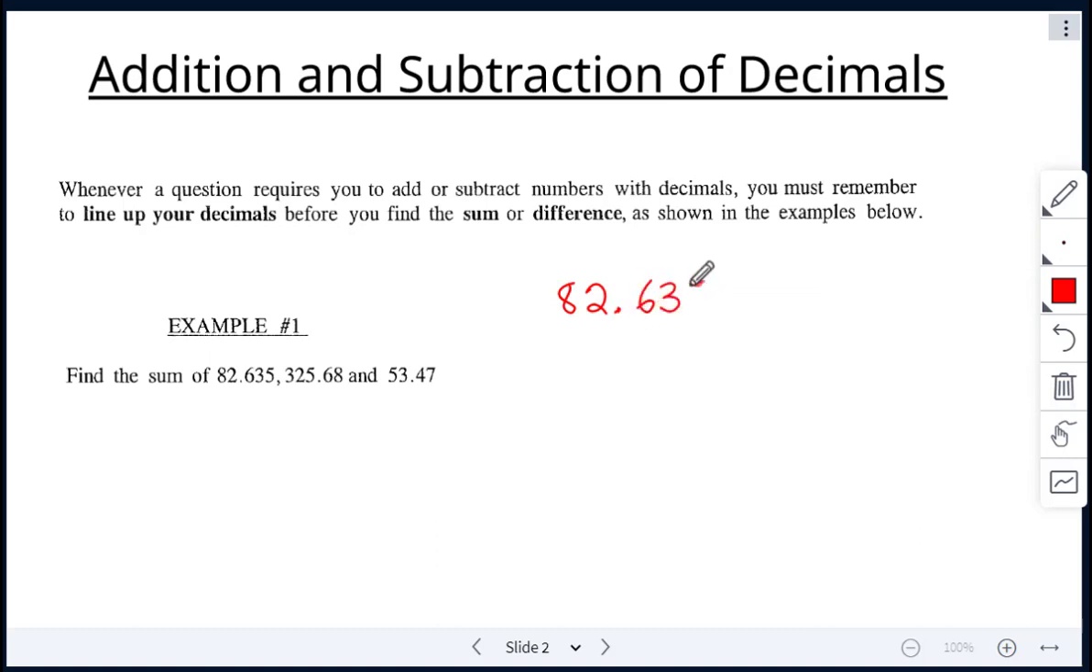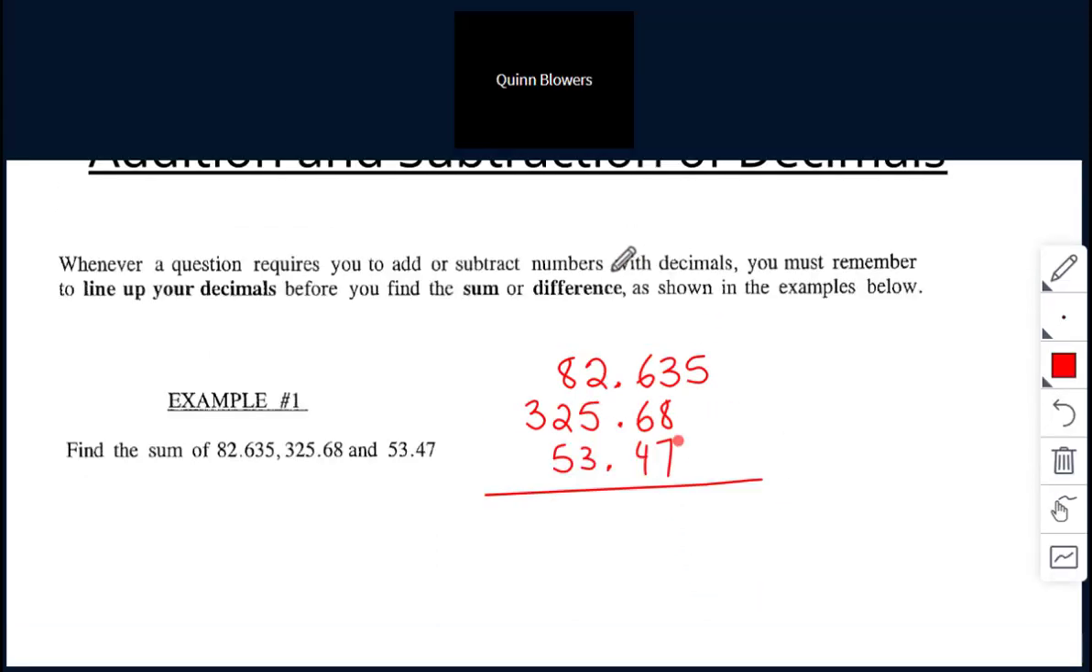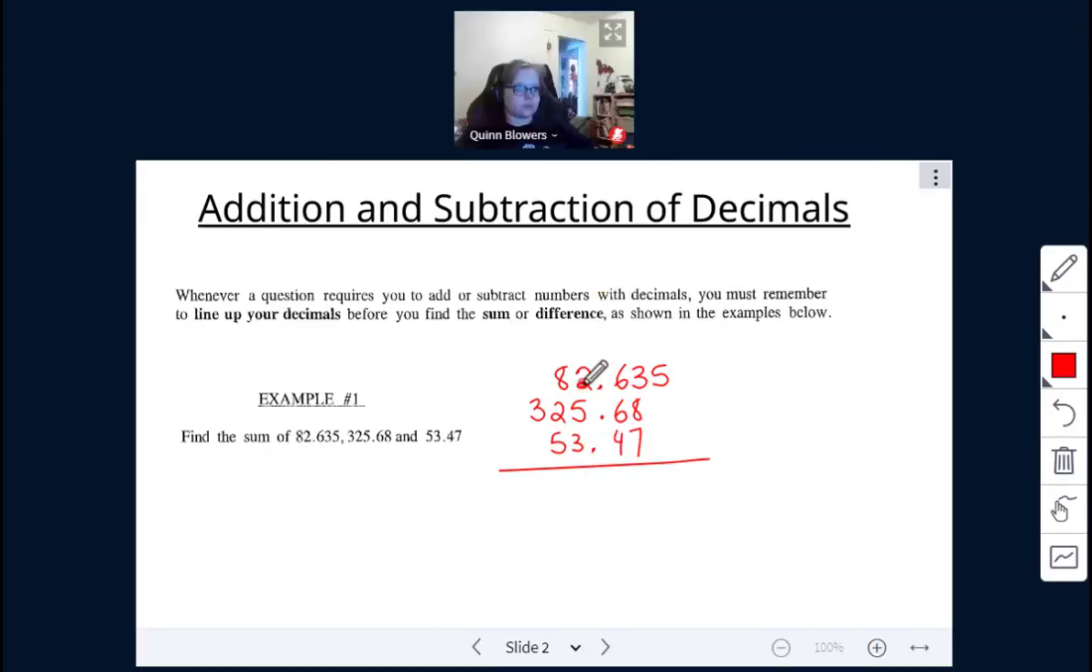So 82.635, then we have 325, so make sure you're lining up all the decimal places, like so. And then our last one, we have 53.47. All right, all neatly lined up. All my ones are together and so on.